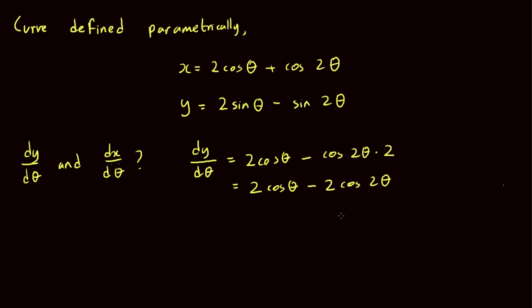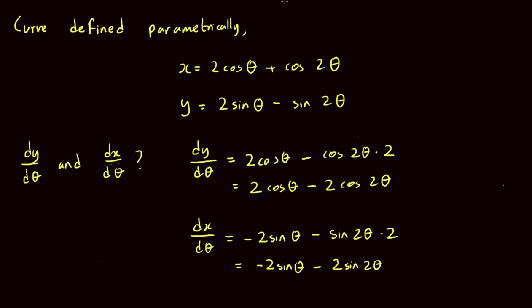Okay, so that's dy d theta. Then for dx over d theta, similarly it is just negative 2 sine theta, and cosine 2 theta will become negative sine 2 theta times 2, so it becomes negative 2 sine theta minus 2 sine 2 theta, right?